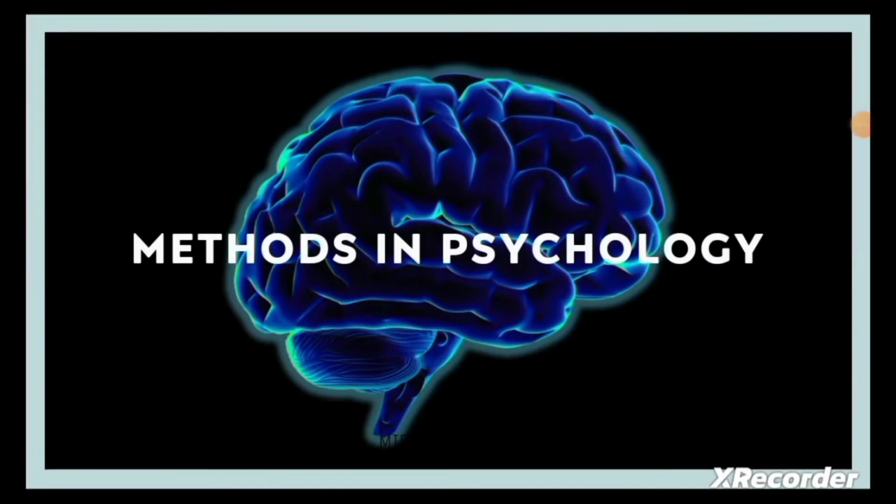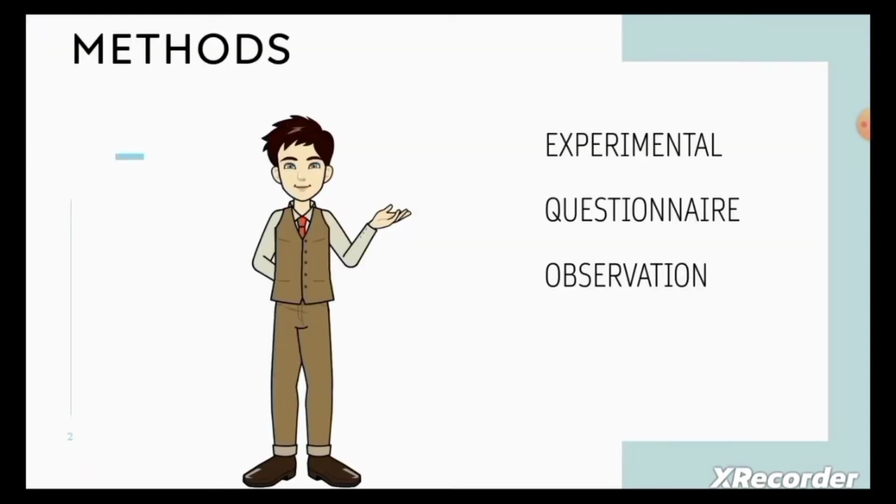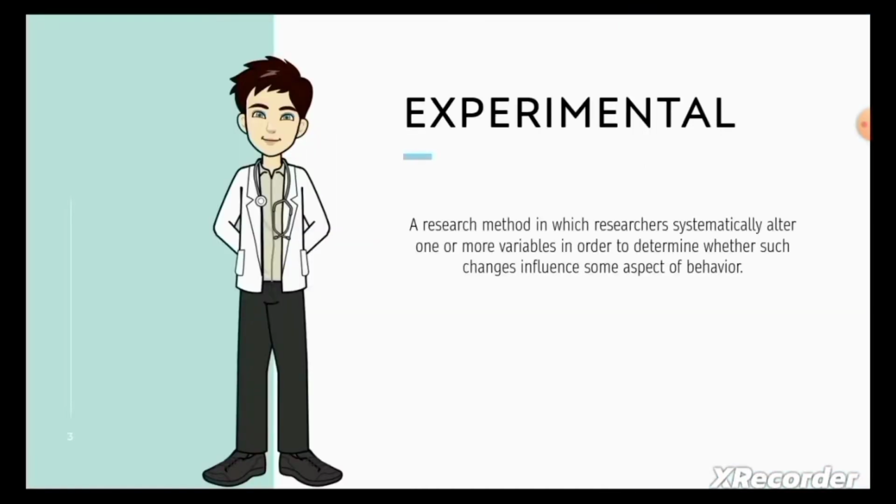My name is Jamie and today we will be discussing methods in psychology. When we talk about methods in psychology, there are three main methods: experimental, questionnaire and observation method. So now we will start with experimental method.